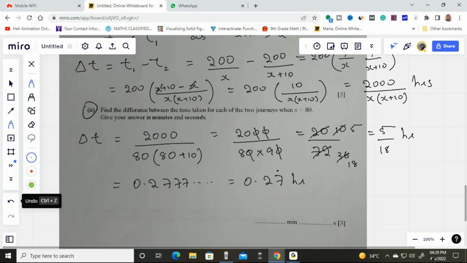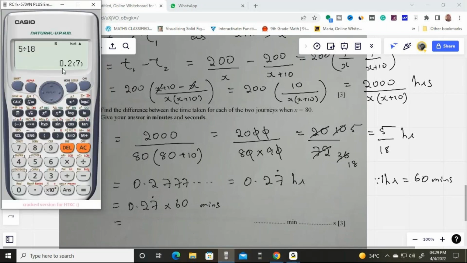I need to convert this now into minutes. You know that 1 hour is equal to 60 minutes. I'm now going to multiply this value with my 60. Okay, 0.27 recurring 7 into 60 minutes. So I'm going back to my calculator value here. I will multiply this with my 60. It is giving me 16.66 minutes.